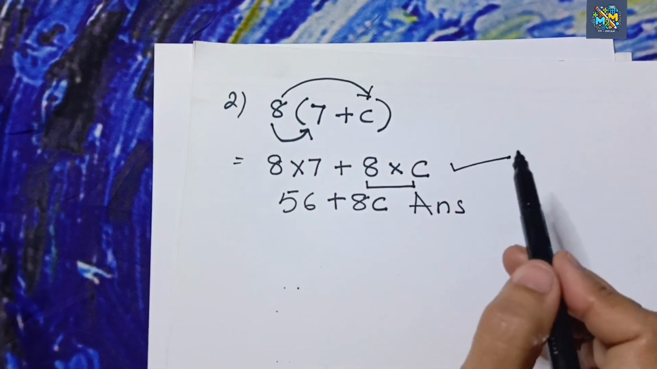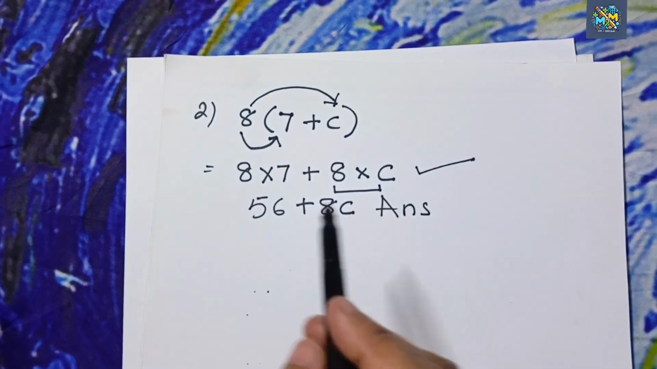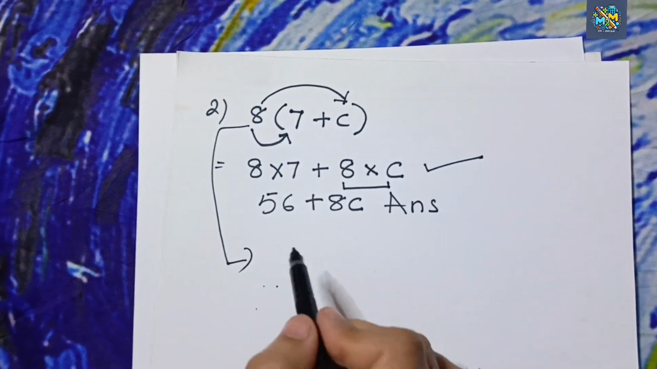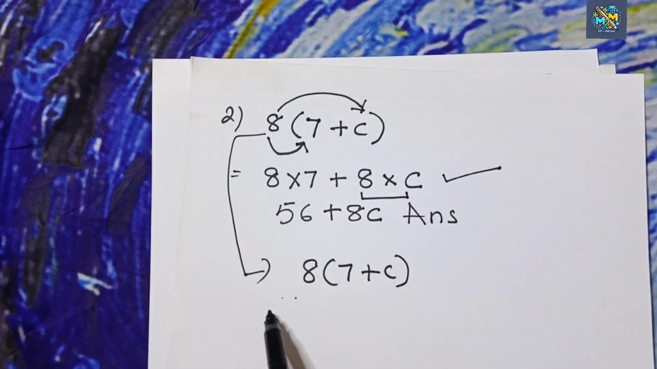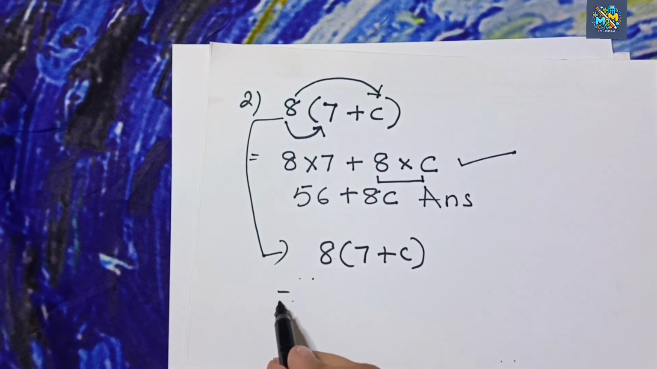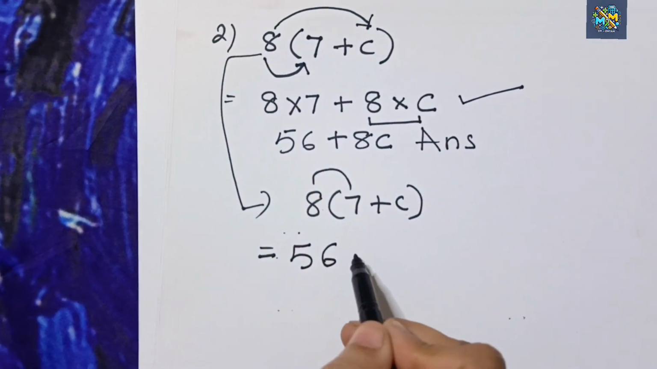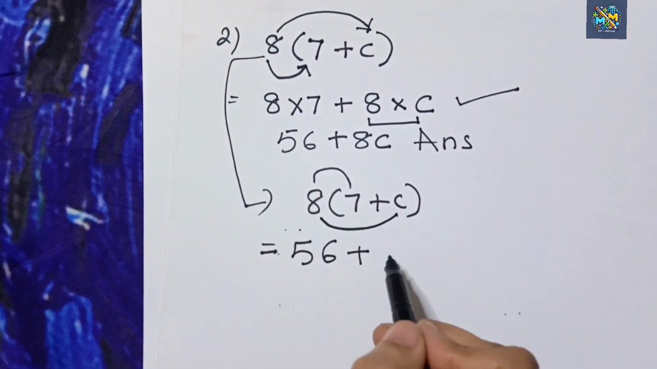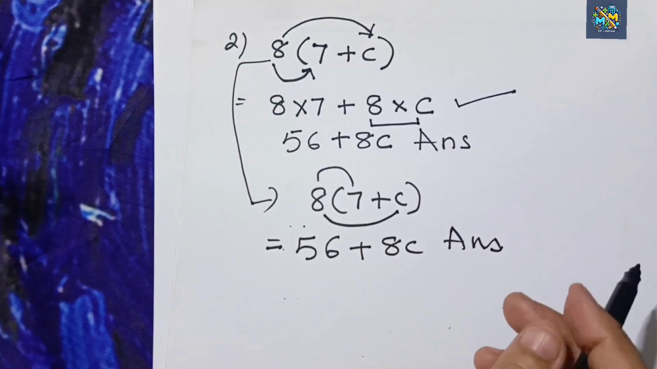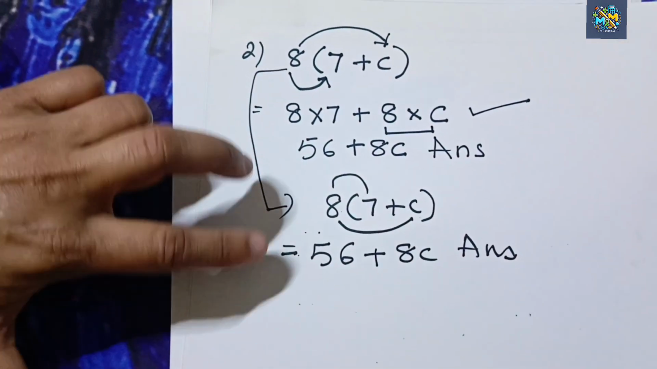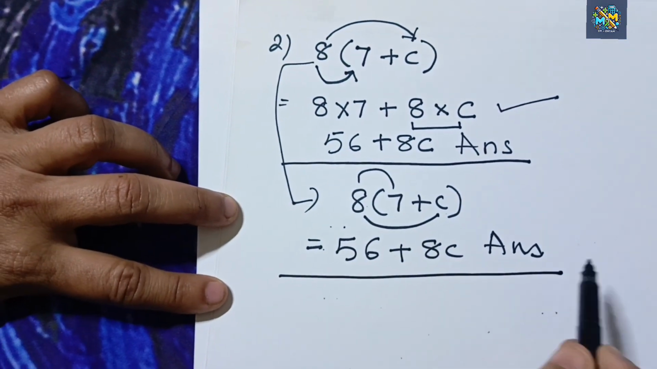Simple. I'm expanding this bracket just to teach you or just to make you understand. This sum could have been done directly. Like this is my question, right? This is my question. So instead of expanding all this, what I can do is 8 times 7 is 56 plus 8 times c will be 8c. So as I've shared about the two ways of doing a sum, these are the two ways. You can do like this and you can do also like this.